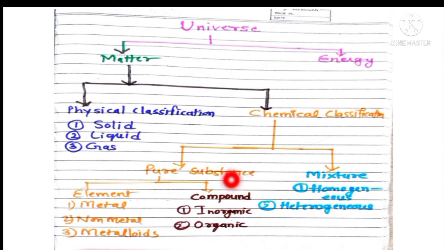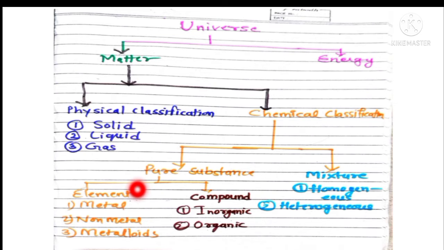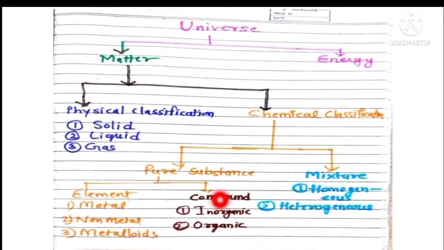So first, pure substances. Pure substances are again classified into elements and compounds. So element: in the periodic table, all the symbols you see are elements. Elements actually cannot be prepared. Elements are already present in nature. We cannot make them. But compounds can be prepared by using elements. They are the combination of elements. Elements, on the basis of nature, are again classified into metals, non-metals and metalloids. And compounds are classified into inorganic compounds and organic compounds.